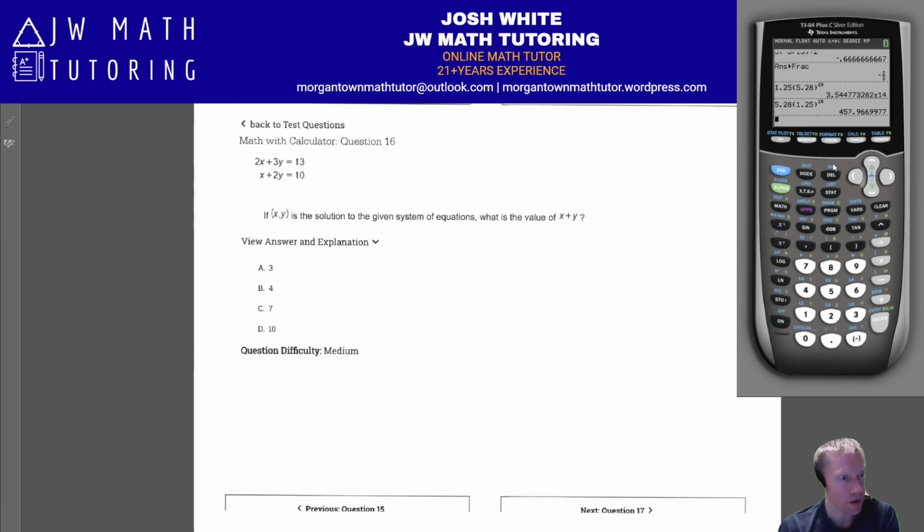Okay, now for question 16. Here we have a system of linear equations. Again, for this one, there are actually three different ways you could do it, and I'll show you all of them.